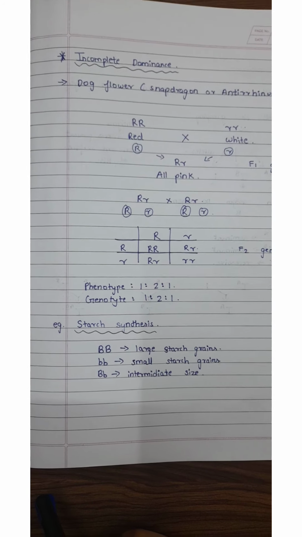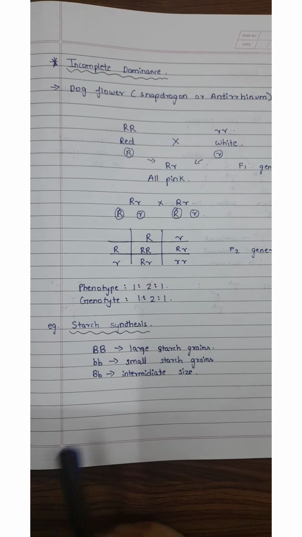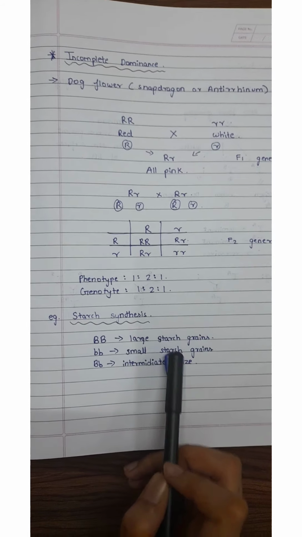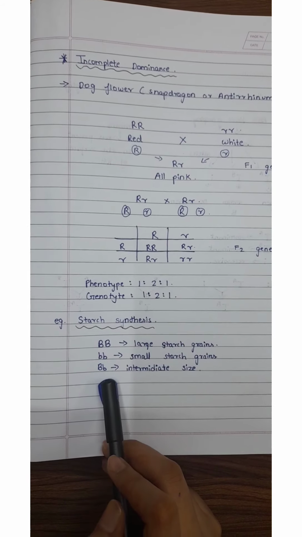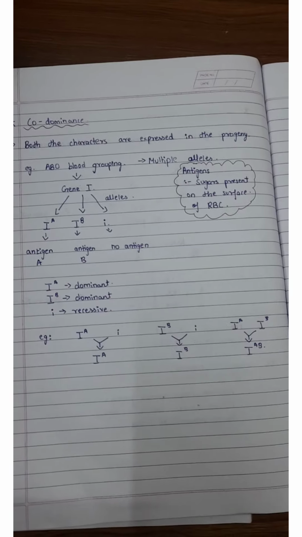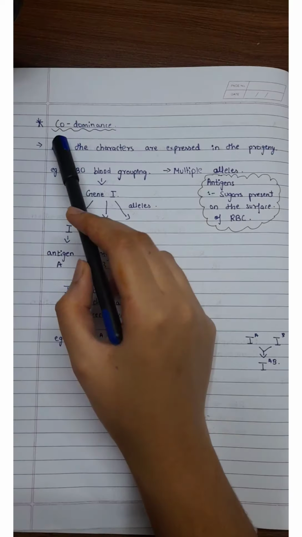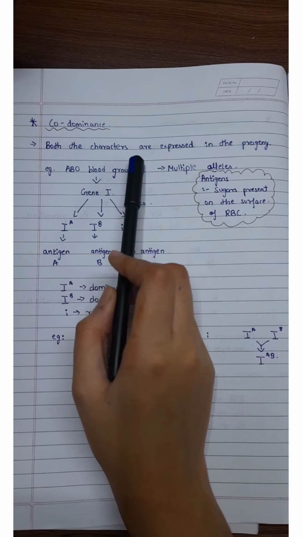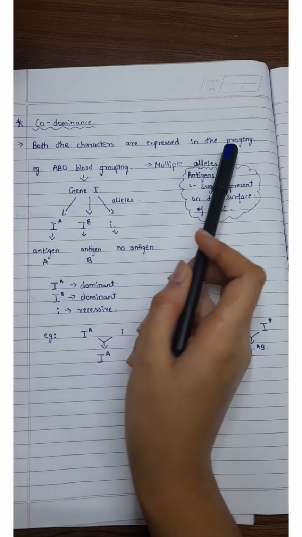Another example of incomplete dominance can be given by starch synthesis, where capital B stands for large starch grains, small b gives us small starch grains, and capital B and small b gives us an intermediate size. Next up, we're going to talk about codominance. Now, what is codominance? In codominance, both the characters are expressed in the progeny.